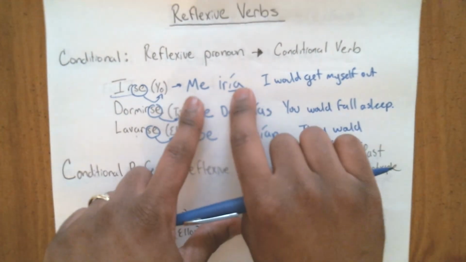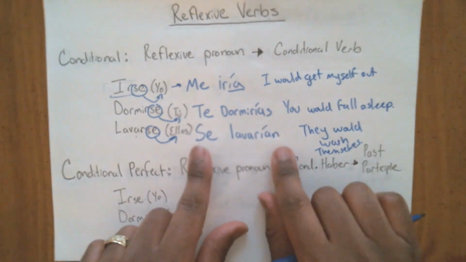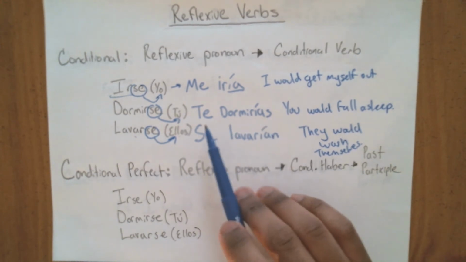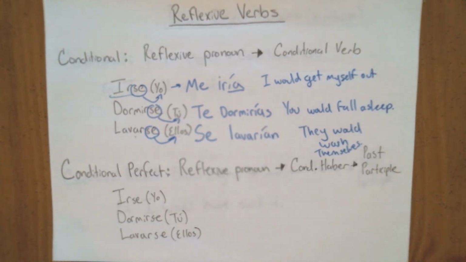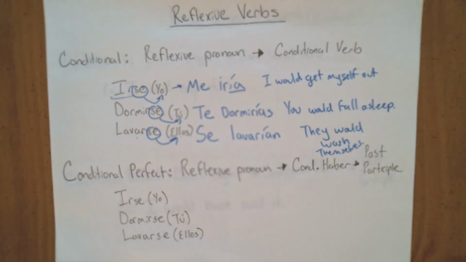Notice how the ending of the verb has to agree with what kind of reflexive pronoun you choose. This is in the yo form, so you choose me. This is in the tú form, so you choose te. This is in the ellos form, so you choose se. For a reflexive verb, the conjugation has to agree with what pronoun is being used. But you get the idea. When you have a reflexive verb, always put your reflexive pronoun in front of the conditional verb.